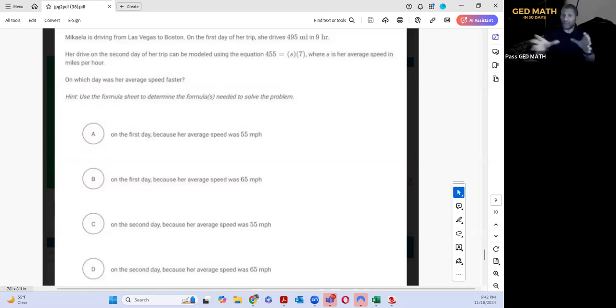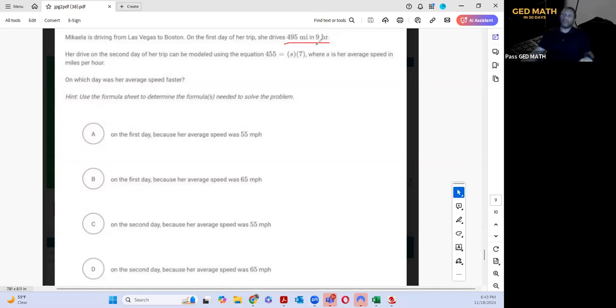To compare two unlike numbers, the first thing you have to understand is that they're a comparison. Look what they're asking: on which day was her average speed faster? I read the question first. I want to know what they want. Now, let me identify my givens. Michaela is driving from Las Vegas to Boston. On the first day of her trip, she drives 495 miles in 9 hours. That's a given. Identify your givens.